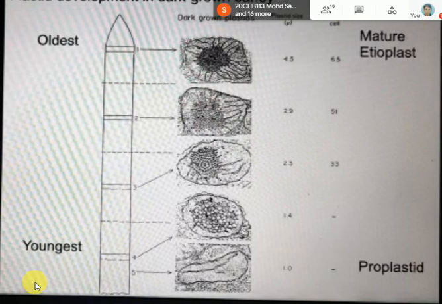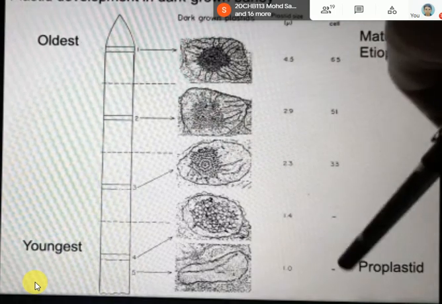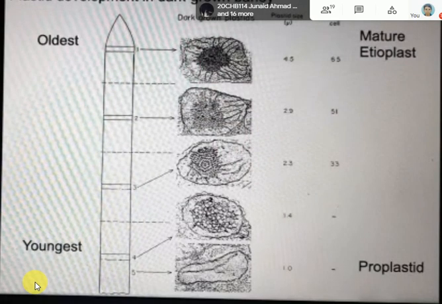And the number of plastids in particular cells may be from 0 to 65.